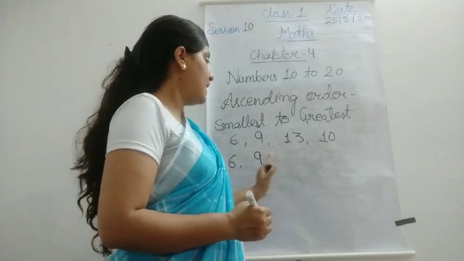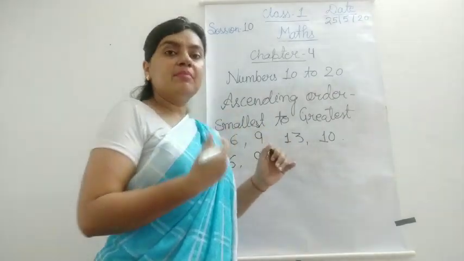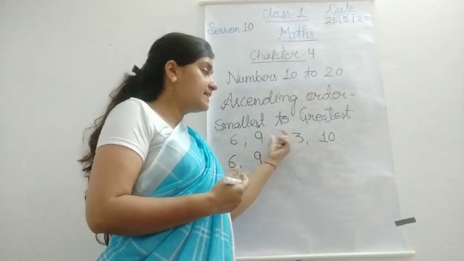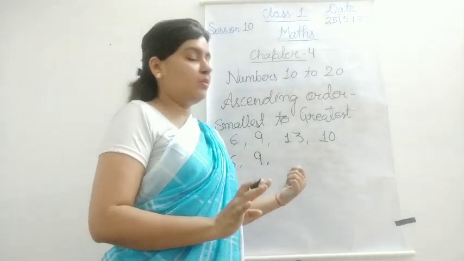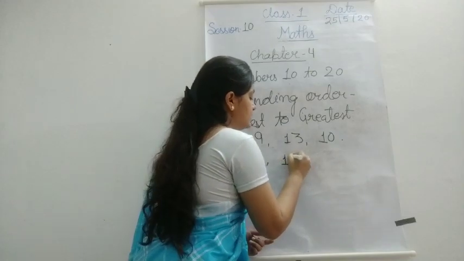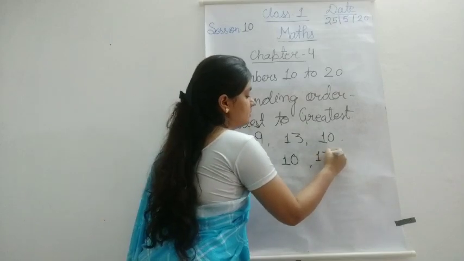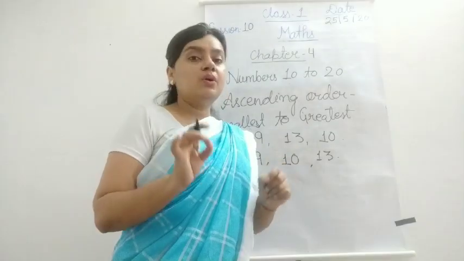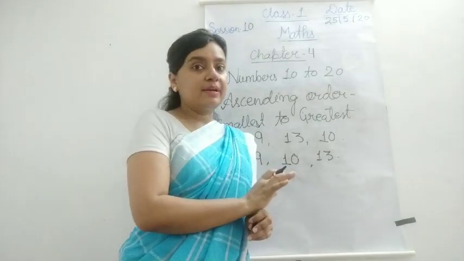After this, which number will come here? After this, 13 will come. After 9, which number will come? 13 is coming before, means 13 is near to 9 or 10 is near to 9. Which number is nearer to that number? That number will be already written here, 6, 9. So which number will come here? Here will come 10. Okay. And at the last, 13. This is ascending order. I hope you are getting me. I hope you are able to understand it.